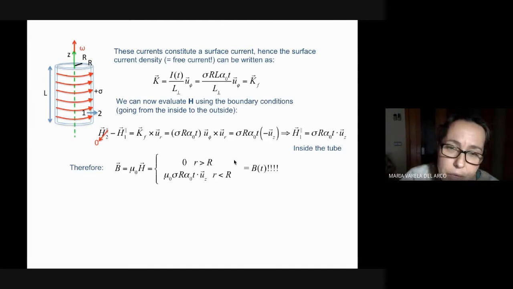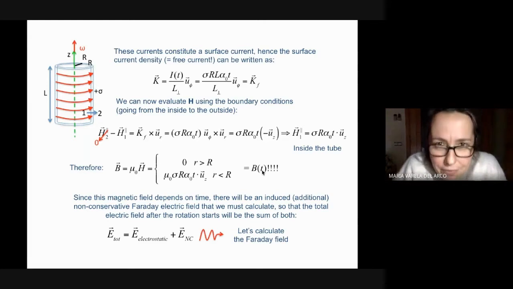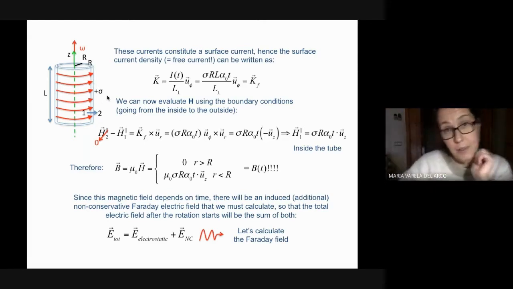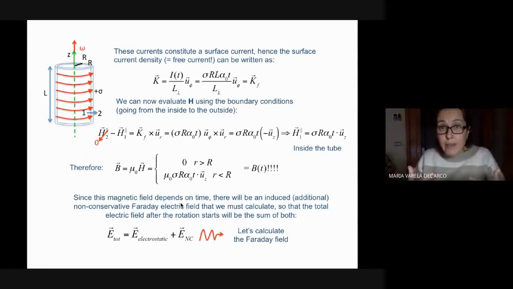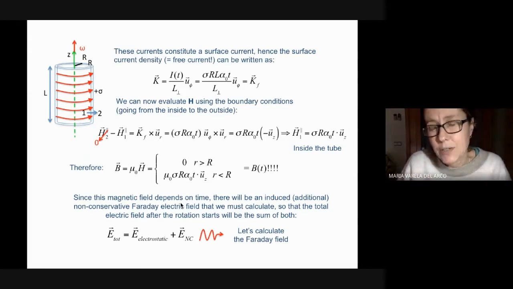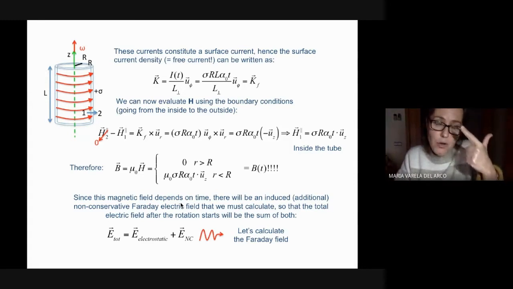The interesting thing here is, of course, that it's a magnetic field that depends on time. This means there's going to be an induced Faraday field, a non-conservative field across my system, just because my magnetic field is variable. So at the end of the day, if they are asking about the total electric field in the system, it's going to be the electrostatic contribution plus this non-conservative contribution, which we have to find.